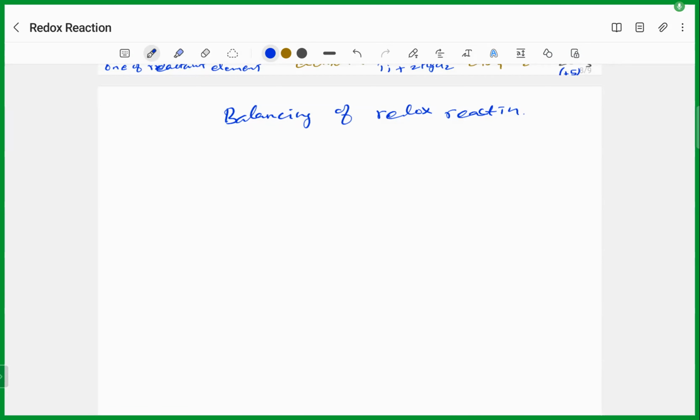Oxidation number method. First write the skeleton redox reaction, identify the element undergoing oxidation and reduction, and balance the increase or decrease in oxidation number by multiplying the oxidant and reductant with a suitable integer, and balance the atoms other than hydrogen and oxygen. Finally, we have to balance the hydrogen and oxygen. And also in basic medium, add OH minus to balance the charge, add H2O to balance the hydrogen on the other side.